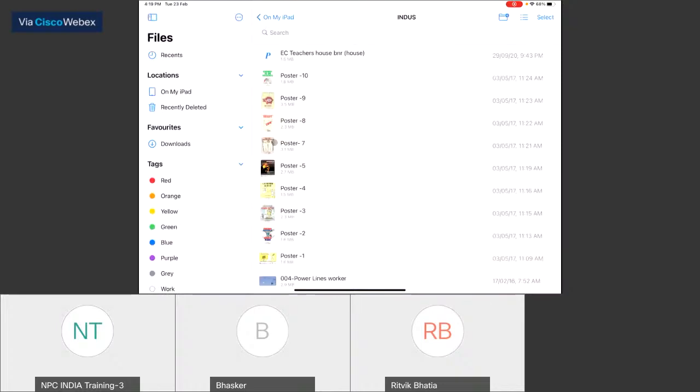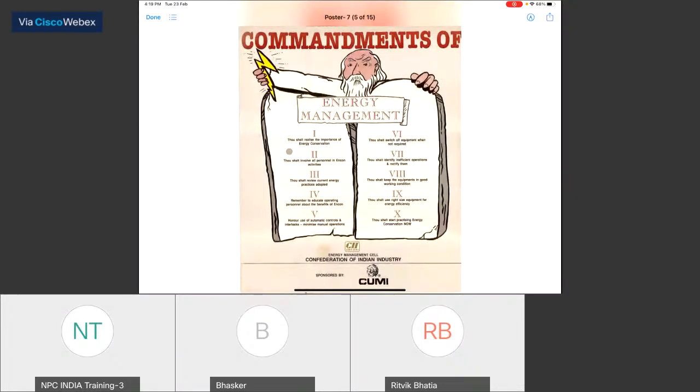So the posters are there. Those who are interested in keeping a poster in the premises of their industries or at home can contact me for it. This is also from the Confederation of Indian Industry, on energy management, where energy conservation is a part.